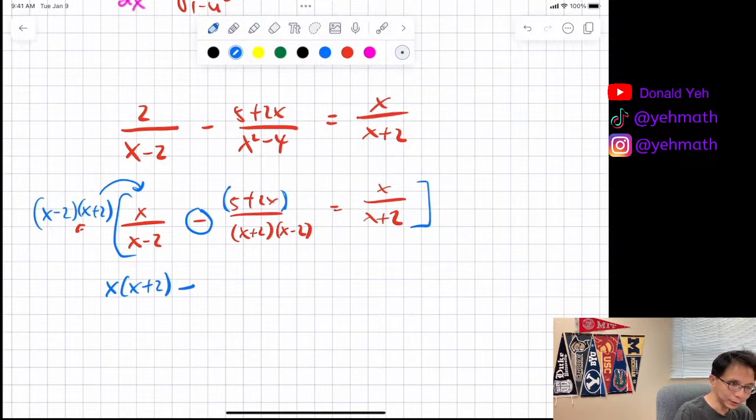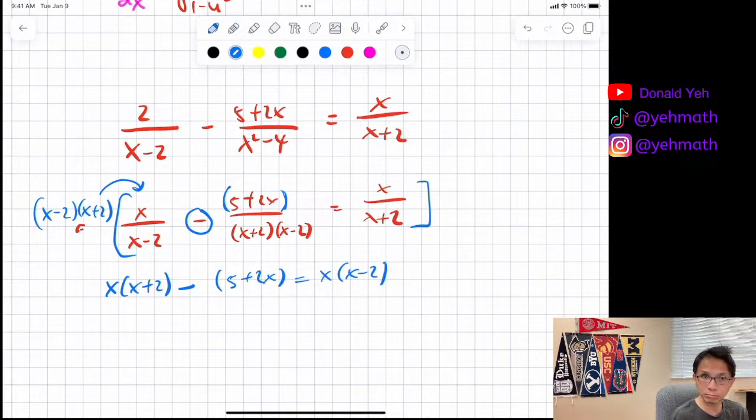And you're going to have this parenthesis 5 plus 2x, because x plus 2 and x minus 2 cancel out, and x times x minus 2. And boom, all one line, you get down to a very simplistic thing.